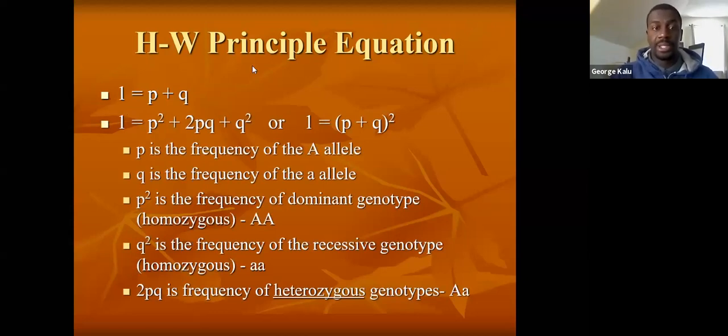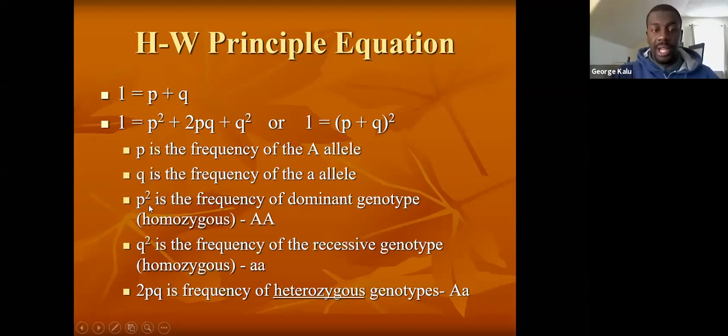So what these variables tell us is that P is going to give us the frequency of the dominant allele, and Q is going to be the frequency of the recessive allele. So if we have the frequency of the dominant allele plus the frequency of the recessive allele, that should equal 1. That should equal 100%.